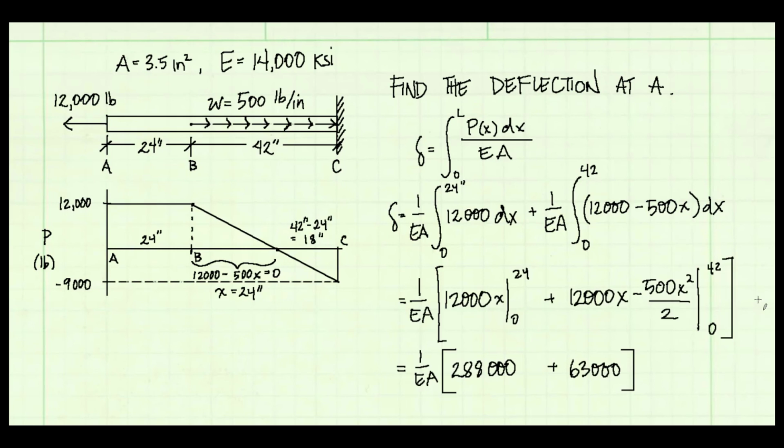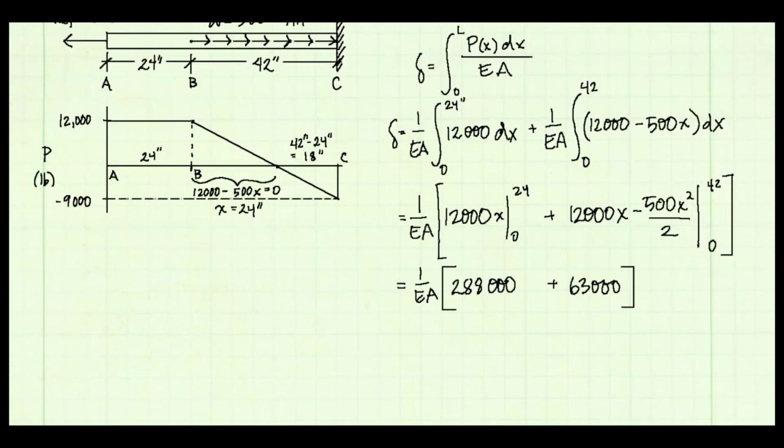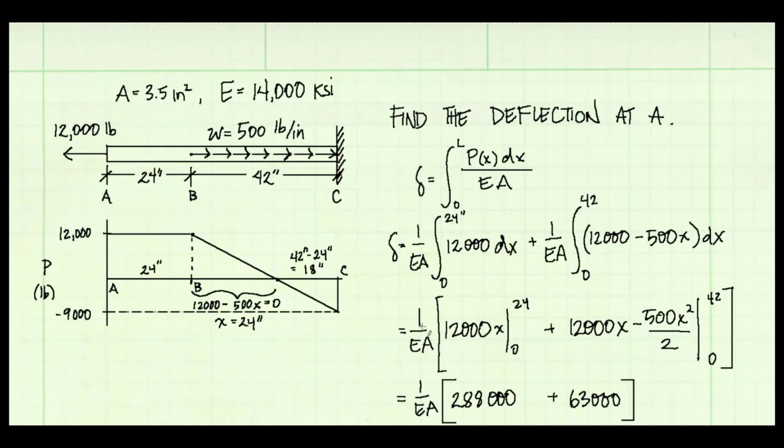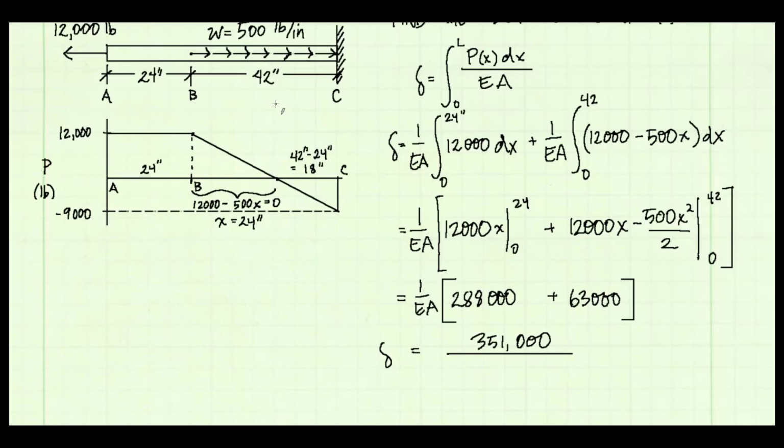Okay, so I've evaluated my integrals, and this is what I get. I've got the left side of B and the right side of B. And now I can go ahead and calculate deflection by putting in values for E and A. We were given that E is 14,000 KSI. So let's think about units here. This value is P of x times dx, and P is the internal force, so that's in pounds, and the dx is just the length. The length is split up into a bunch of dx's. That's in inches, so the units in the numerator are inch pounds.